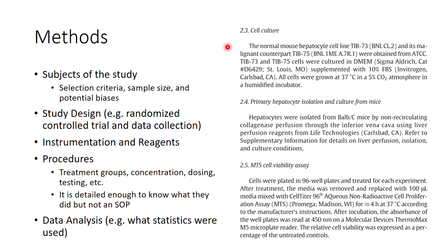So in this one, we can see that cell culture was used, 2 different cell lines were used, they were cultured, and it says what company the media was supplied by, what the conditions of the incubator were. And then down here we have that they were cultured in 96 well plates and then treated and then mixed with this reagent to test for viability for 4 hours at 37 degrees and read on a Molecular Devices Thermomax M5 microplate reader. And then we have a little bit of statistics: the relative cell viability was expressed as a percentage of the untreated controls. So this is like a viability assay. We'll see a graph that represents the results of this assay in a second.